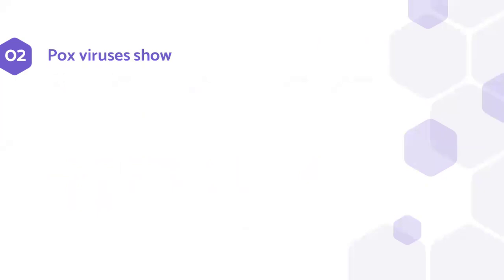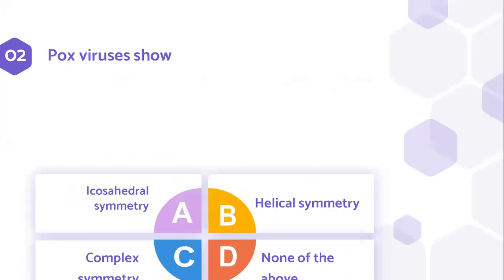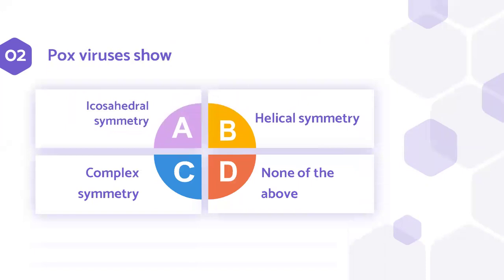Next question, pox viruses show option A icosahedral symmetry, option B helical symmetry, option C complex symmetry, option D none of the above. Here the right answer is option C, complex symmetry. So pox viruses do not possess either icosahedral symmetry or helical symmetry. They possess complex symmetry.